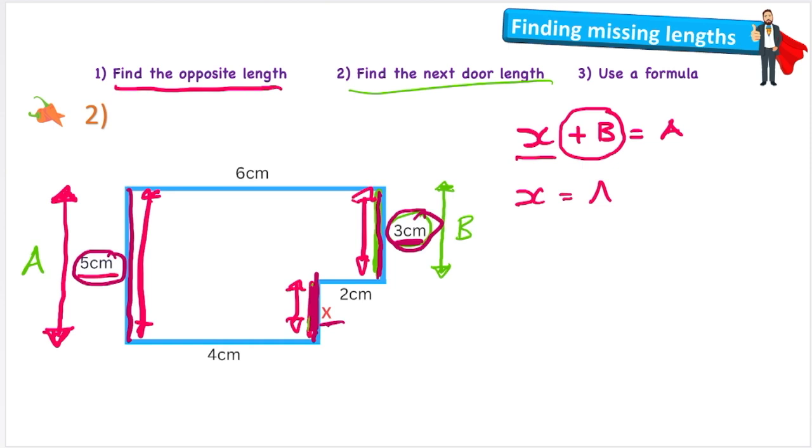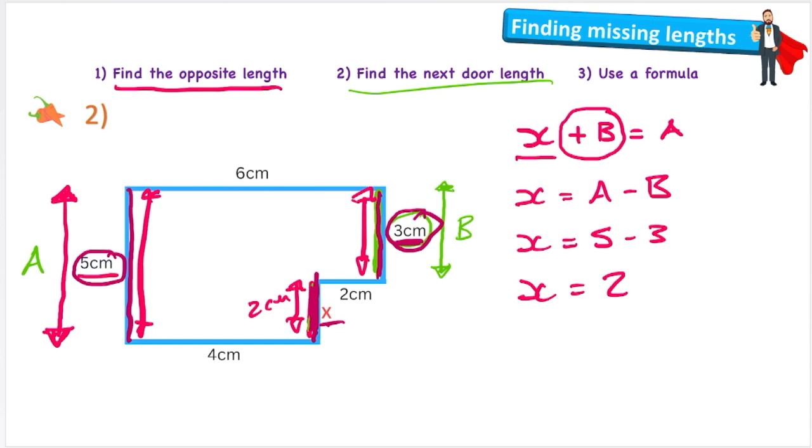And in this case, we know the value of A, so X equals 5 subtract. And we also know the value of B, which is 3. So X is 5 minus 3, therefore X equals 2. So our missing length is 2 centimeters.